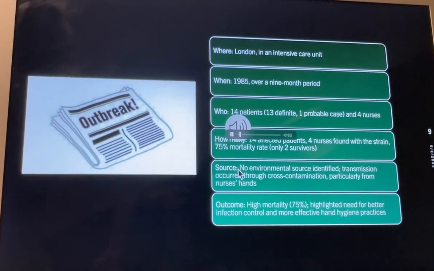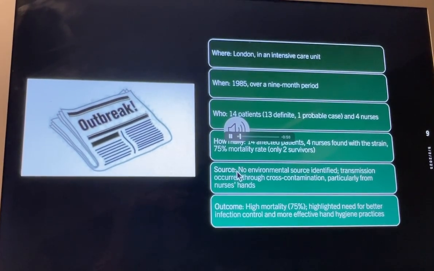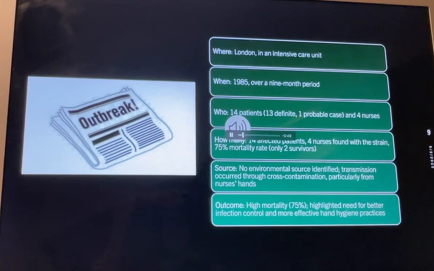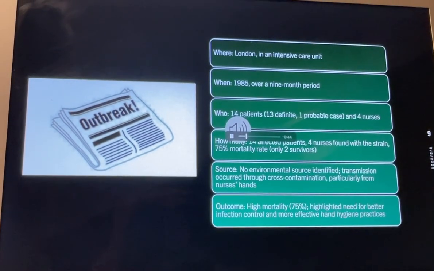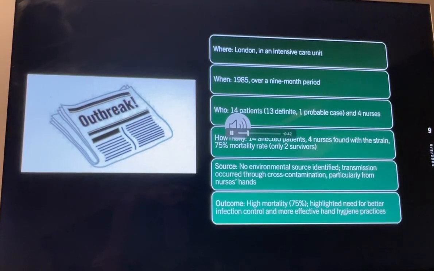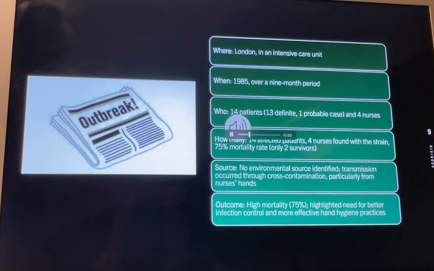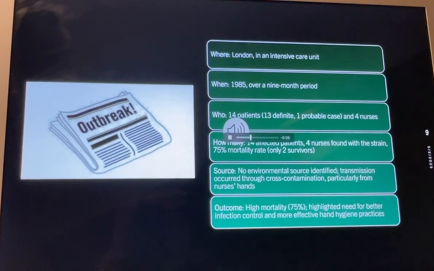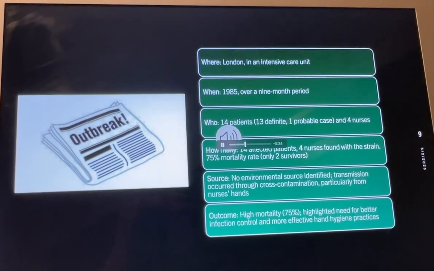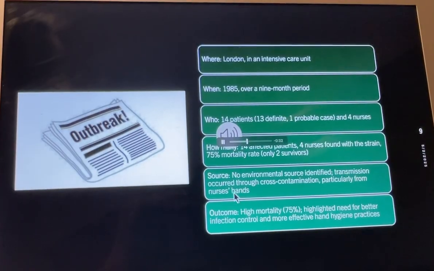An outbreak of systemic candidiasis albicans occurred in London in 1985. Over 9 months in an intensive care unit, there were 13 patients that developed definite symptoms and signs, and 1 patient with probable systemic candidiasis. 25 more were also possibly infected. No environmental source could be identified at this time.